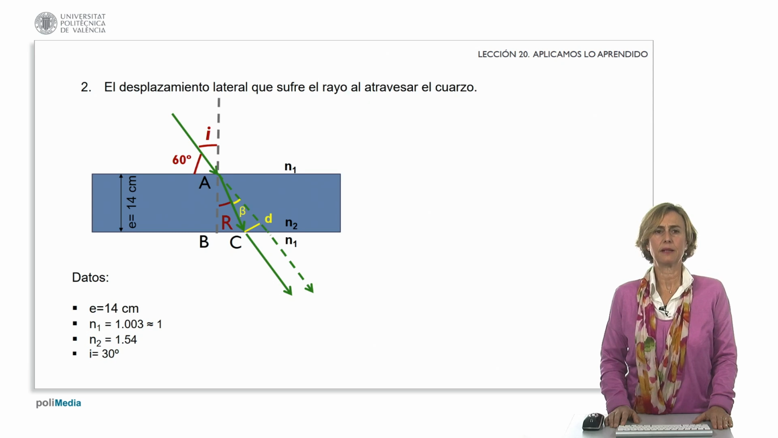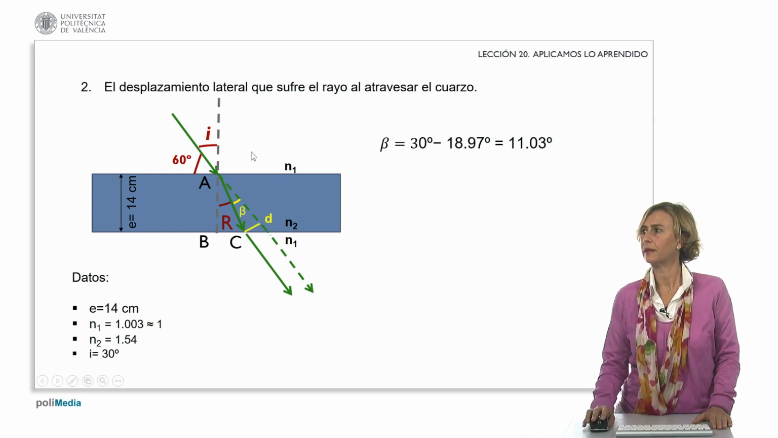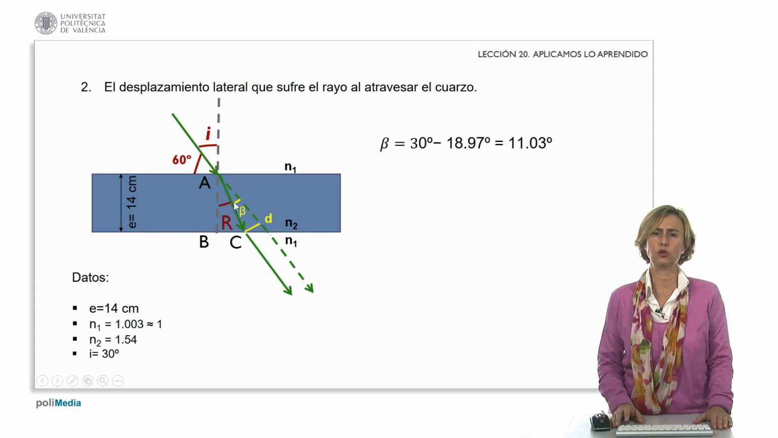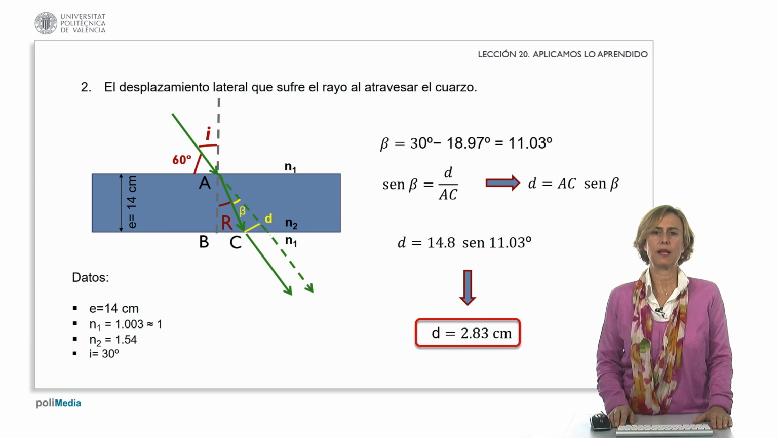Well, to determine the deviation, we have to take into account the angle beta. Which value will the angle beta have? Well, the angle beta will be the angle of incidence minus the angle of refraction, since this angle right here has to be equal to this one here, and therefore beta will be 30 minus the angle of refraction that we had obtained, which was 18.97. The sine of beta will be equal to that deviation divided by AC, which we have just determined, and so we get that the deviation is 2.83 centimeters.